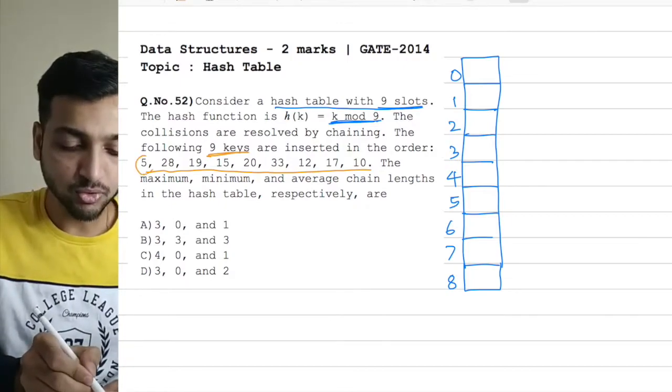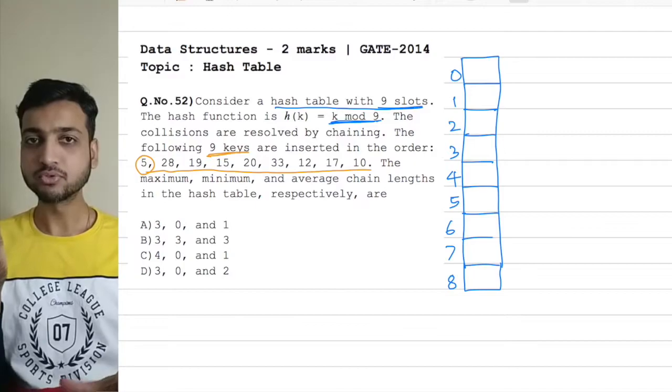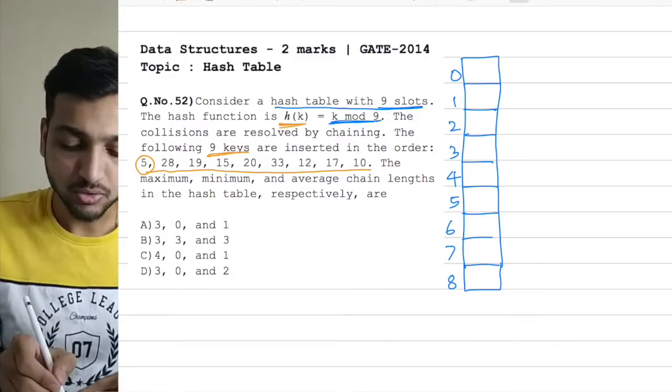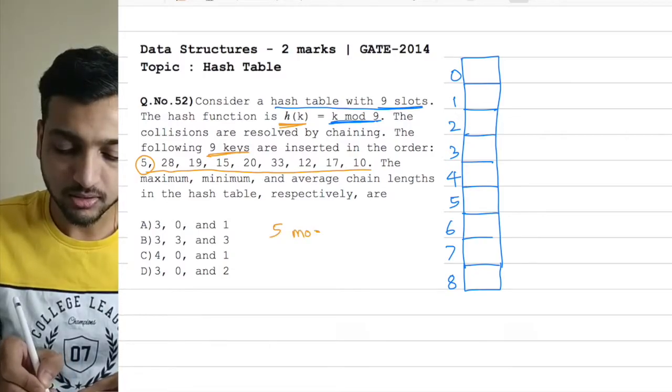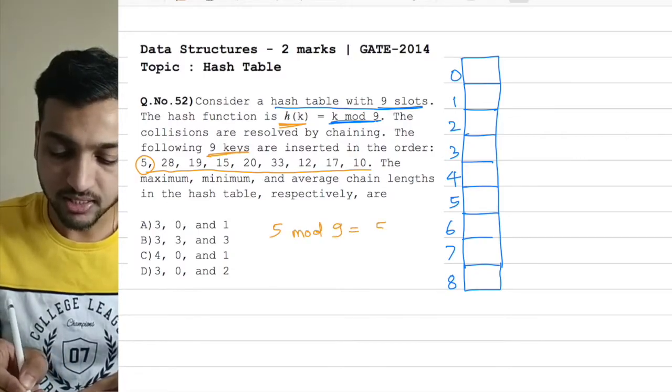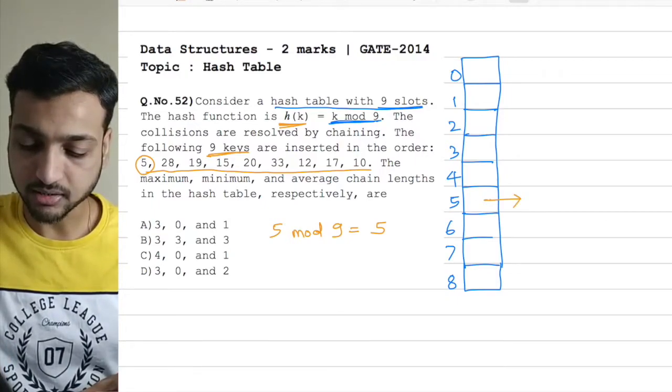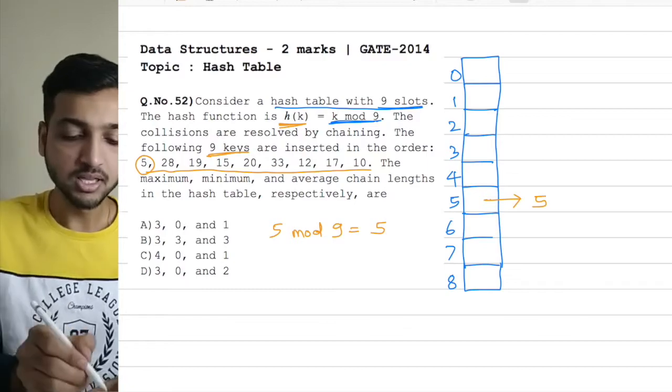So the first one is going to be 5. When 5 comes to be inserted in the hash table, I'm going to apply this hash function h of k. So it's going to be 5 mod 9. So 5 mod 9 is 5. So 5 will get inserted at this bucket and its value is also 5. Okay, so 5 is done.